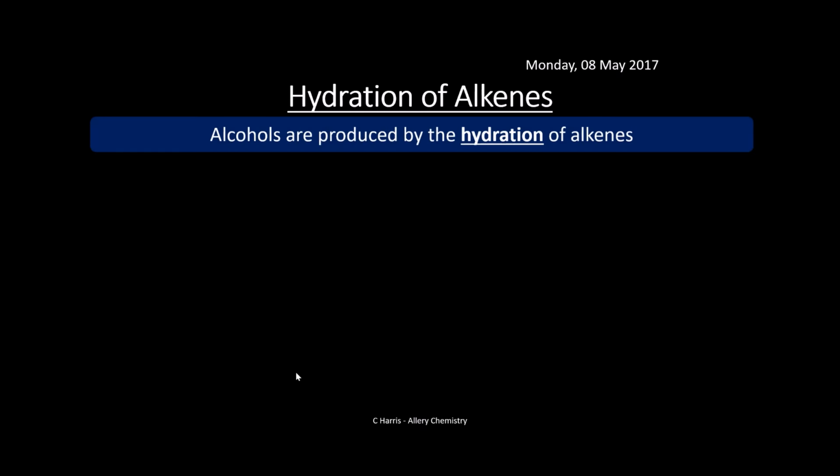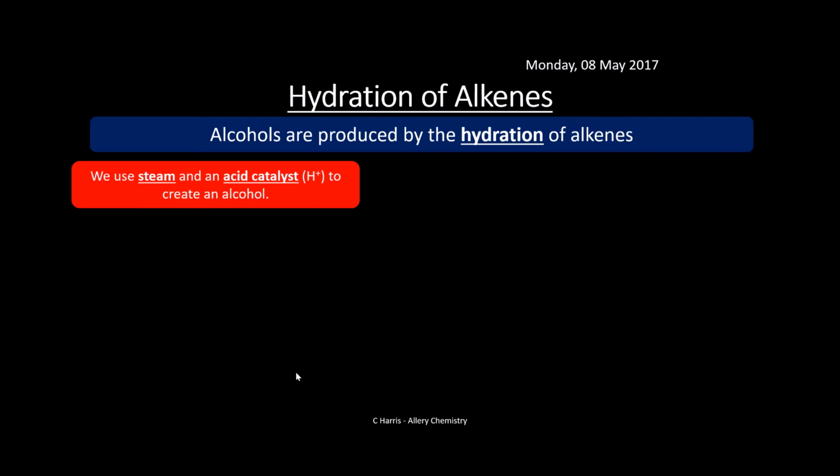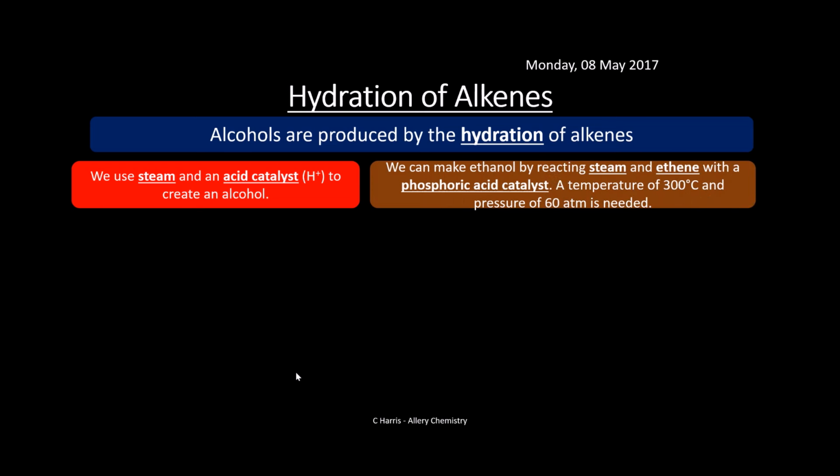Okay, so let's have a look at the hydration of alkenes. We looked at this a little bit in the alkenes topic as well, but it's just another bit of information because it fits in with the alcohols topic. So we basically produce these by the hydration of alkenes. So this is adding water. Instead of dehydration, which is removing water, this is adding it. So we're going to use steam and an acid catalyst to create an alcohol.